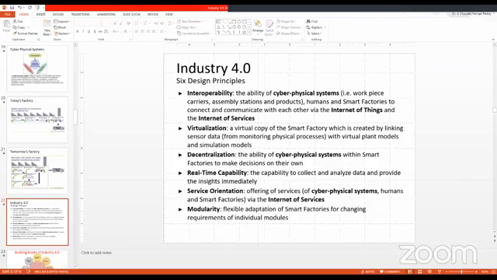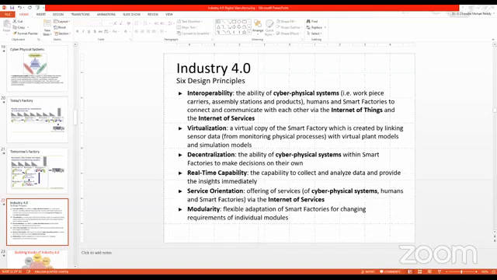The 6 design principles: one is interoperability, next is virtualization. A virtual copy of the smart factory is created by linking sensor data with virtual plant models and simulation models. That is ultimately leading to the digital twin. Then there is decentralization, the ability of cyber physical systems within smart factories to make decisions on their own.